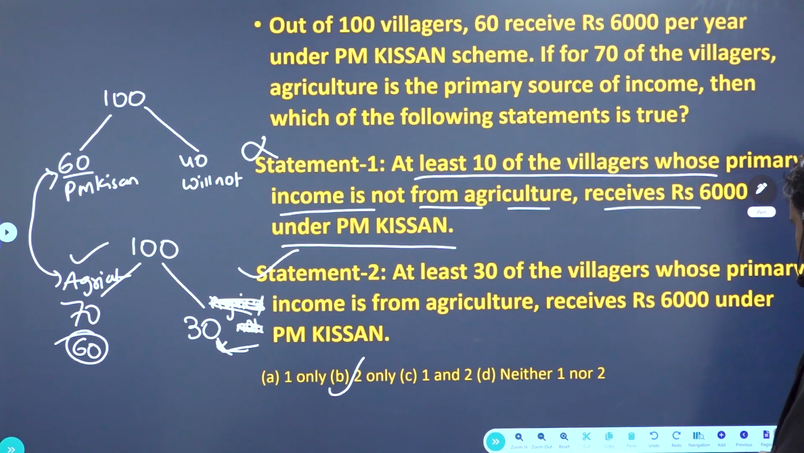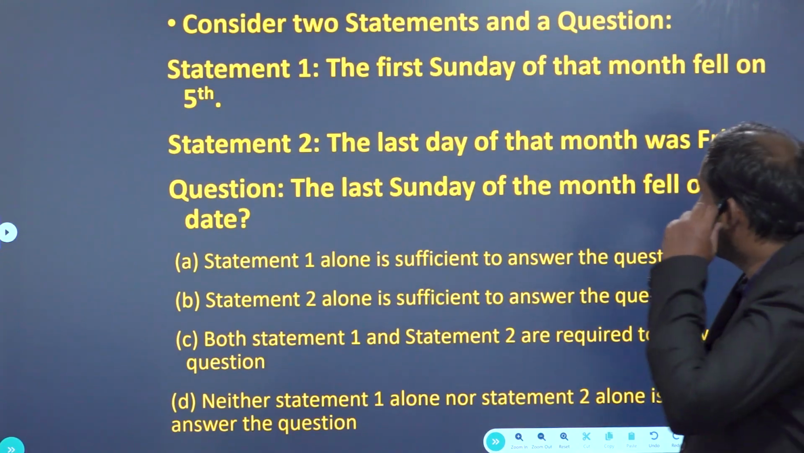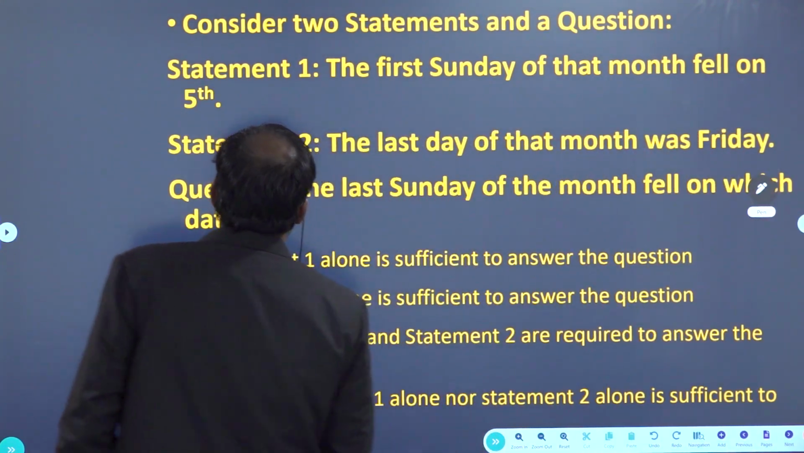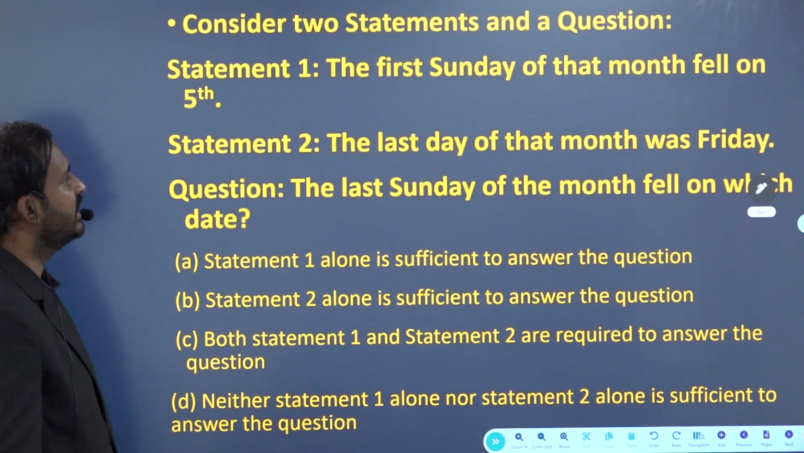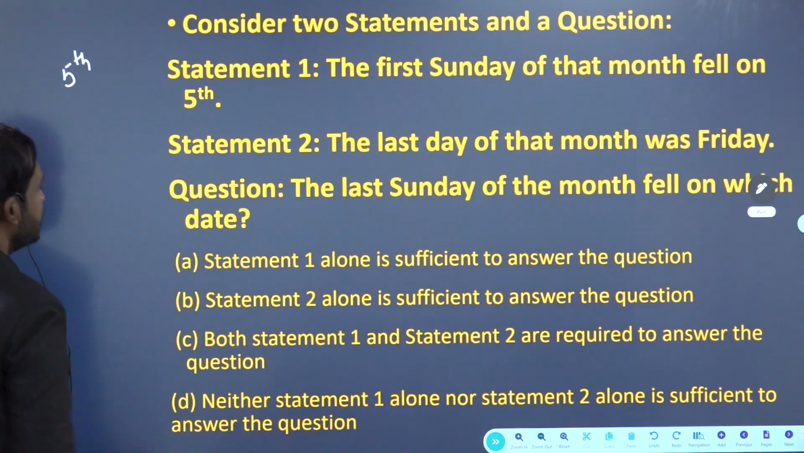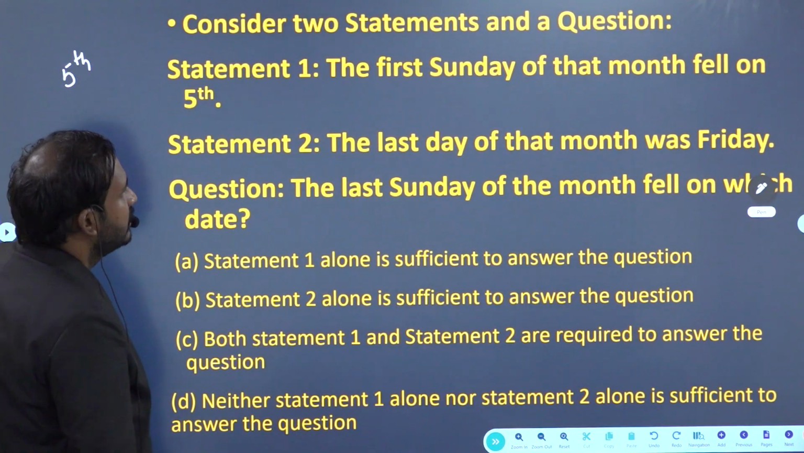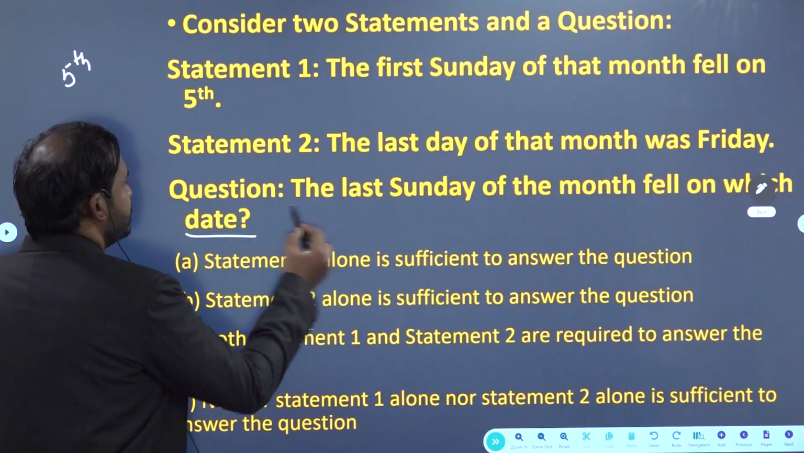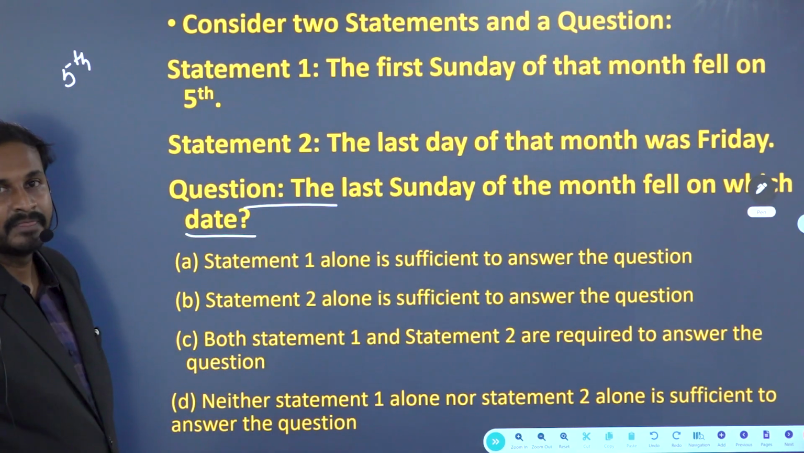Okay, right. Next one. Consider two statements and a question. Statement: the first Sunday of the month fell on 5th. What is the question? The last Sunday of the month will fall on which date?